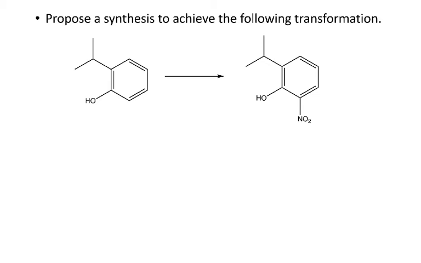Okay, here's one last example. So I want to synthesize this compound from this starting material. Now, if I just try to hit this with the nitration reaction, this is a strong activator. This is a weak activator, so this will determine the directing effects. So this ortho position is taken. We could add to this ortho position or this para position.